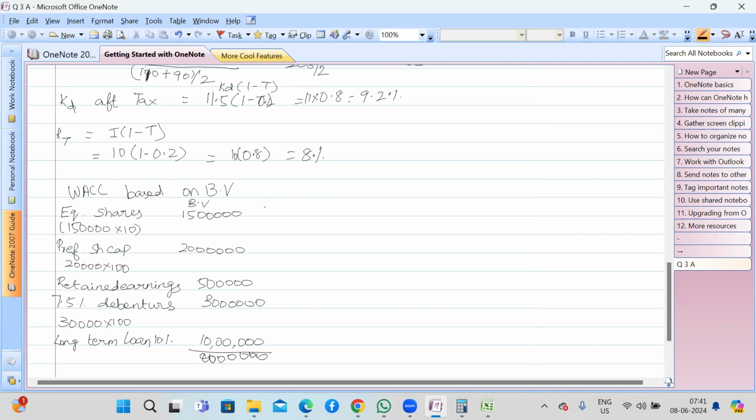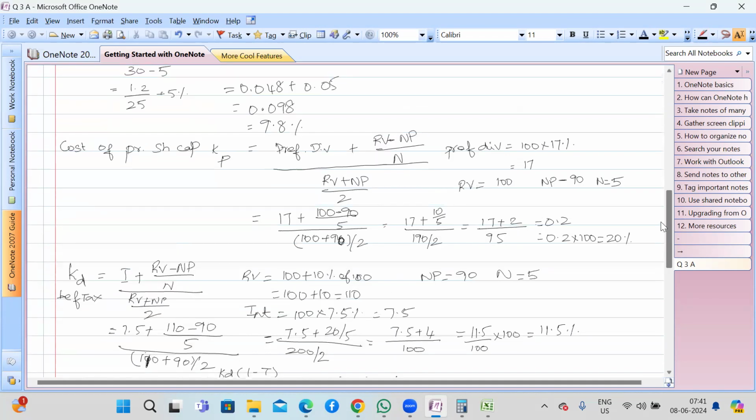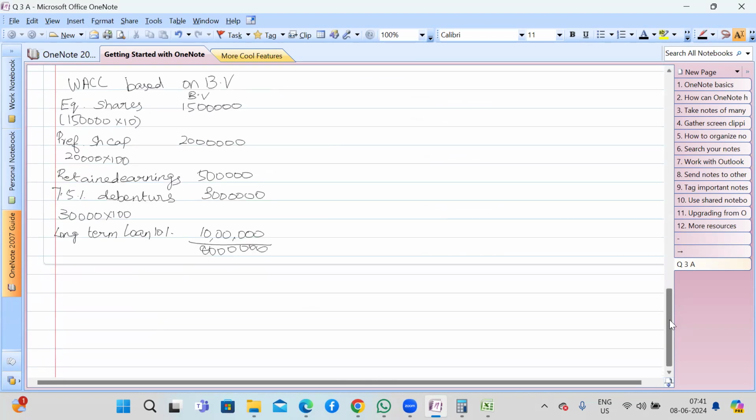Now KE is 9.8%, I can substitute whatever I have calculated. Here it is 20%, and retained earnings are the same as KE, so 9.8% again. Here it is 9.2%, and this is 8%. So now I want to calculate the weighted average cost of capital.